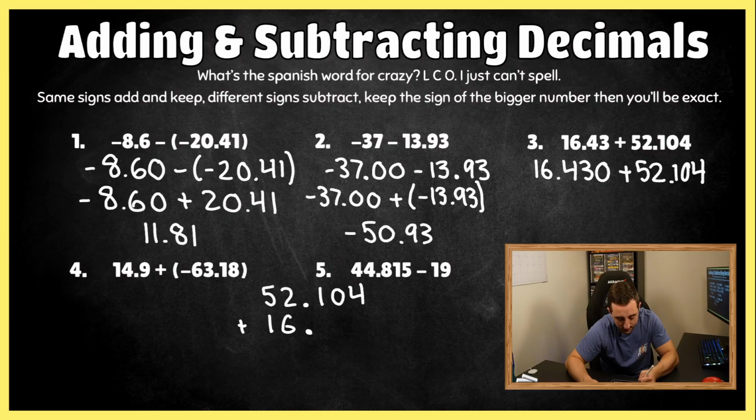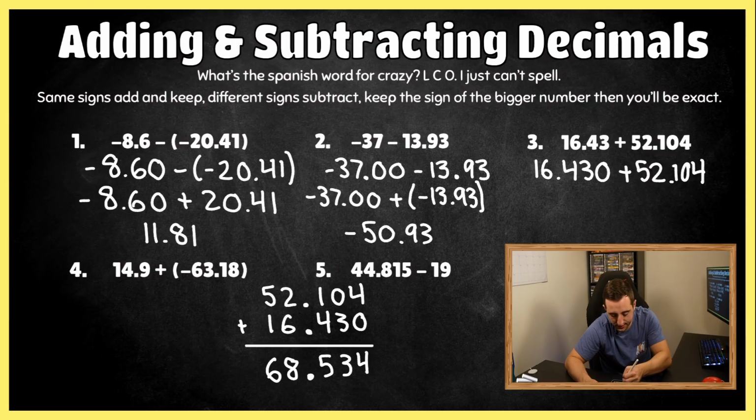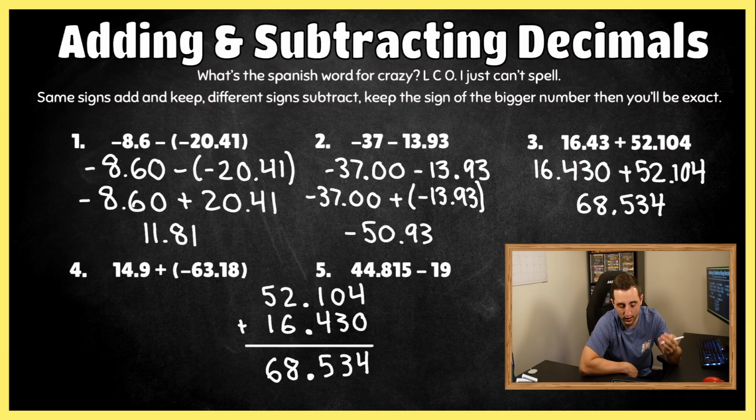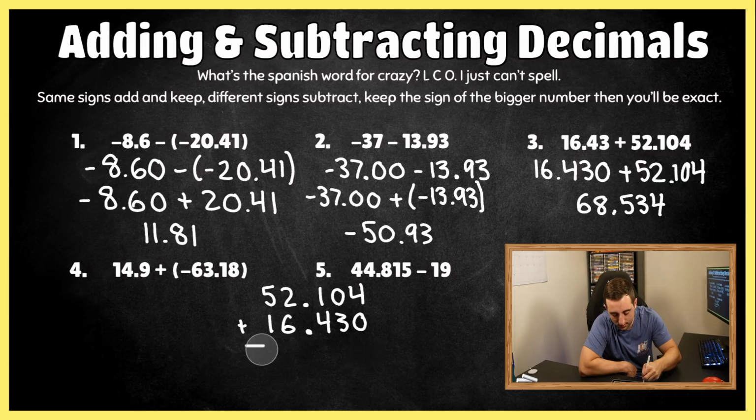So we have 16,430. Drop your decimal point down in your final answer. 4 plus 0 is 4. 0 plus 3 is 3. 1 plus 4 is 5. Decimal point's already there for us. 2 plus 6 is 8. And 5 plus 1 is 6. So final answer is 68 and 534 thousandths. Same signs, they're both positive, so we want to keep our final answer positive as well. So that is going to be it for our third one.